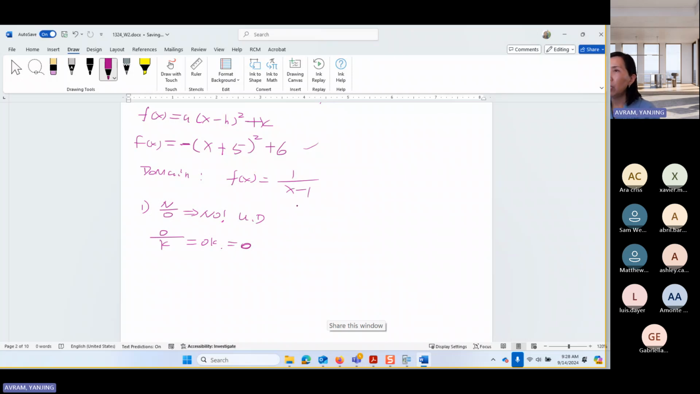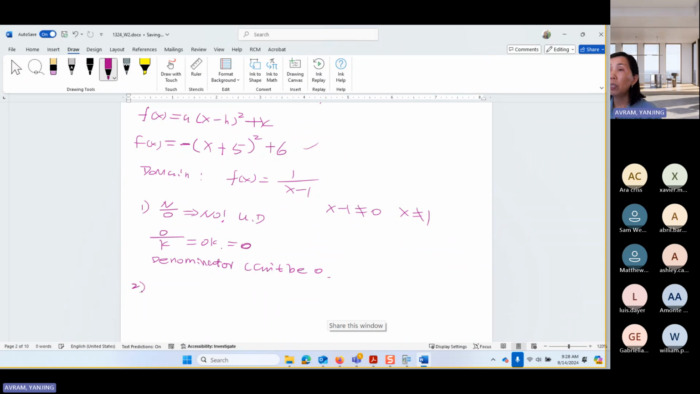So my denominator here is x minus 1. X minus 1 cannot be equal to 0. That means x cannot be equal to 1. So that's rule number 1. Rule number 1 for the domain is the denominator cannot be 0.